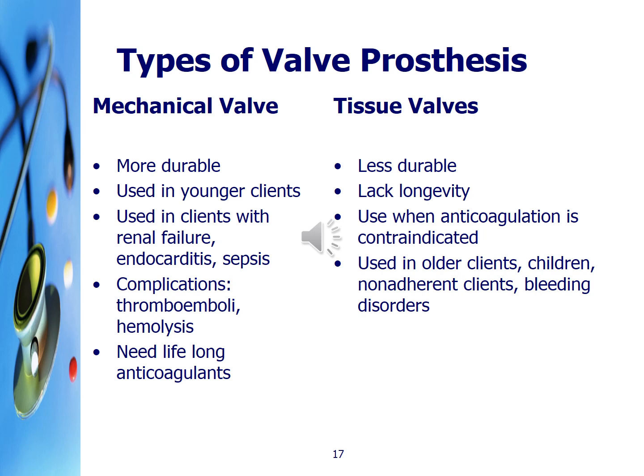So this slide just talks about the types of valve prosthesis, mechanical versus tissue. I kind of got ahead of myself and already went through the differences between the two. So this slide kind of summarized what I had already discussed on the previous slides between the mechanical and the tissue.